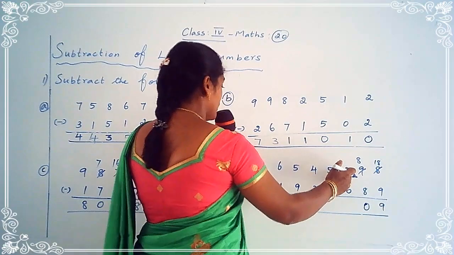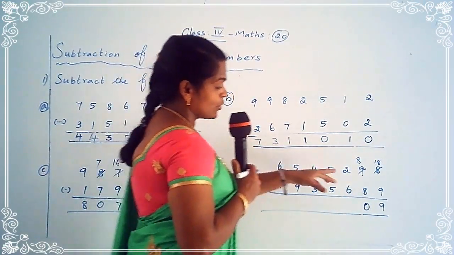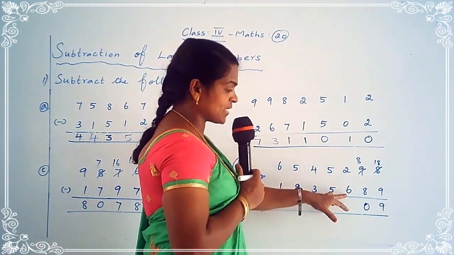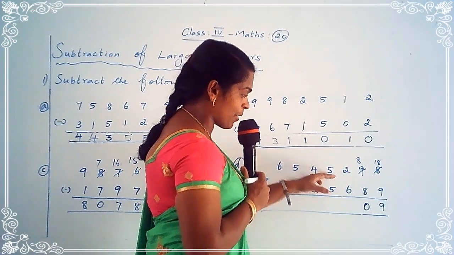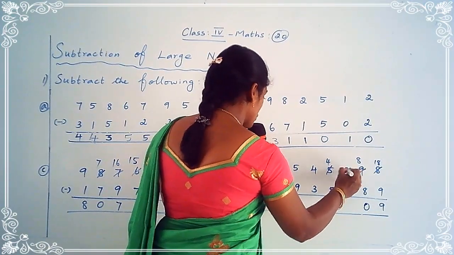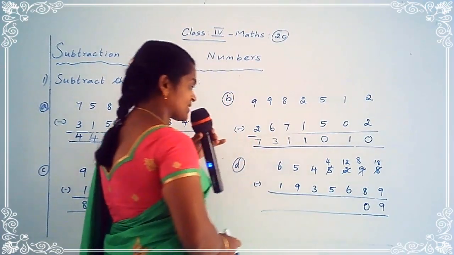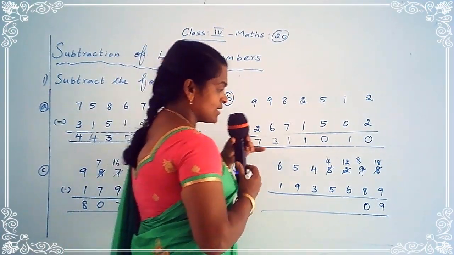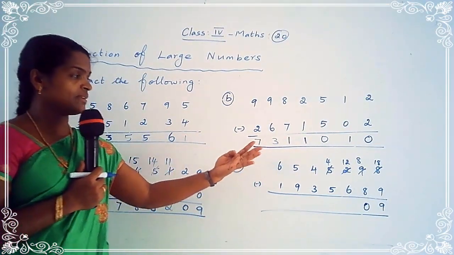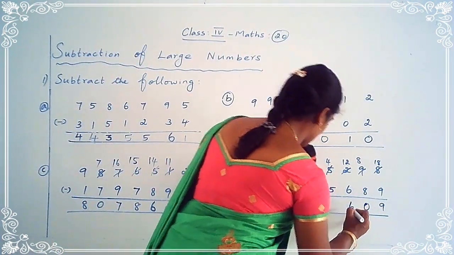Next you come to the hundreds place. Hundreds place have 2 and 6. Here 2 is smaller than 6, so it cannot be subtracted from 2 to 6. So you go to the next place and get borrow. Here next place have 5. So 5 becomes 4, 2 becomes 12. Now you subtract 12 minus 6. 6 after 7, 8, 9, 10, 11, 12. So 12 minus 6 is equal to 6.